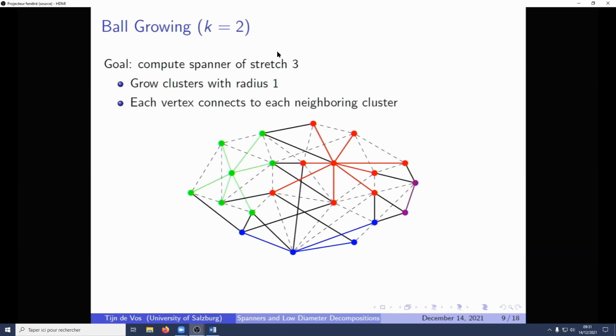We don't add all the edges in between. We just have to add one edge to each neighboring cluster for each vertex. And I will first explain why this is enough, and then explain why this is sparse. And as you can see here, it does become a little bit sparser, even in this small example. And the general idea will be that we have clusters of radius 1. We have one edge between clusters, then another cluster of radius 1, which gives together a distance estimate of 3, and that's the stretch 3 we wanted.